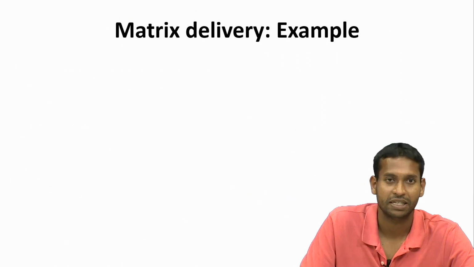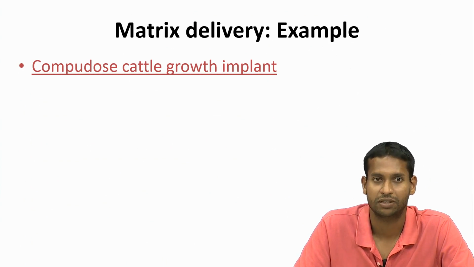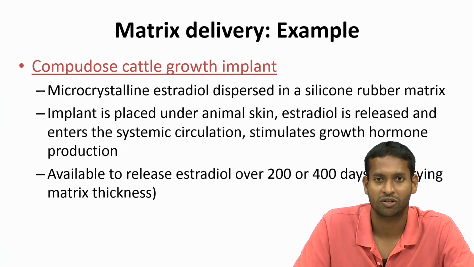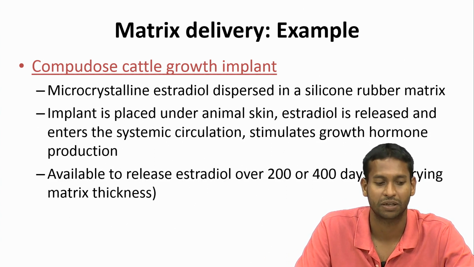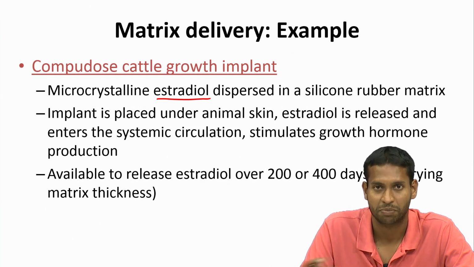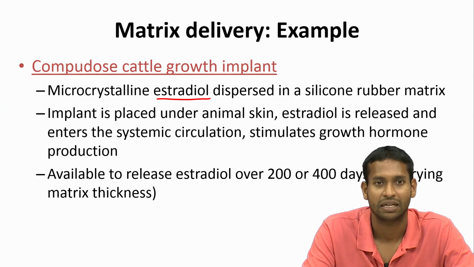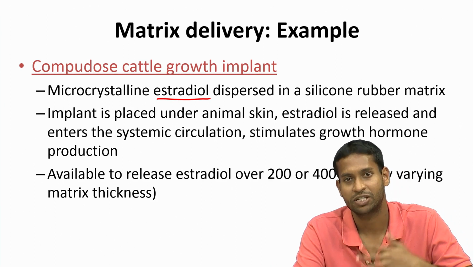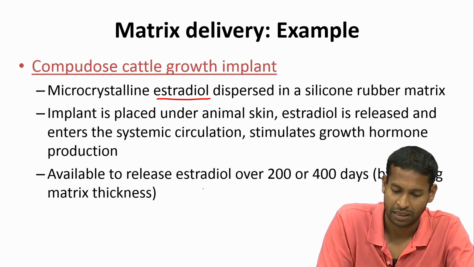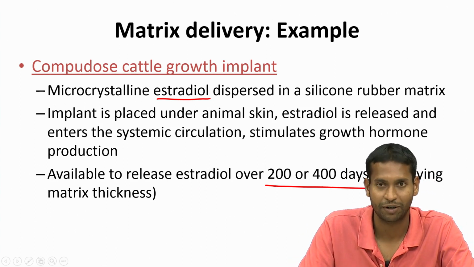Okay, so some examples of this. One thing that is widely used is the Compudose cattle growth implant. This is mainly used for cattle, and what is this? This is an implant which releases microcrystalline estradiol, which is essentially a growth hormone, dispersed in a silicone rubber matrix and placed under the skin of the animal. It is then released and goes into the systemic circulation to produce growth. Typically the release rate can be varied between 200 to 400 days just by varying the matrix thickness.